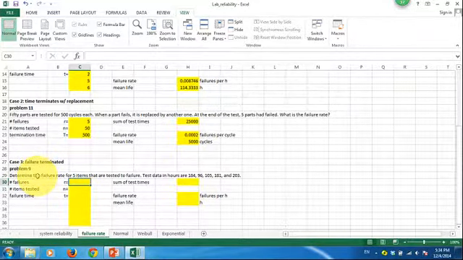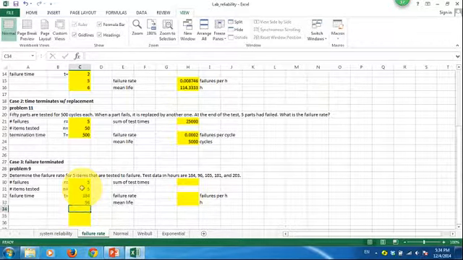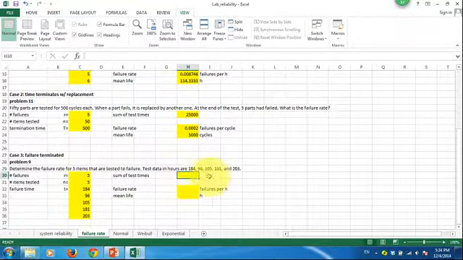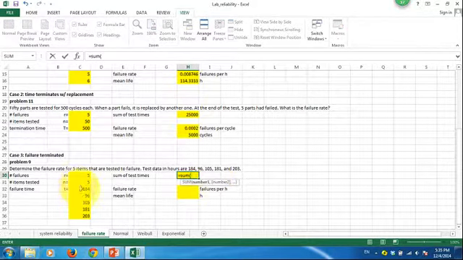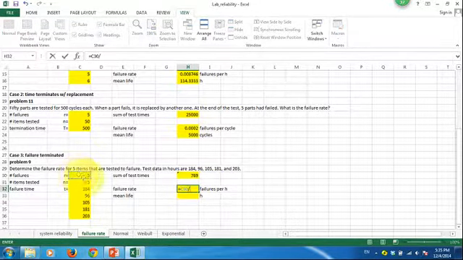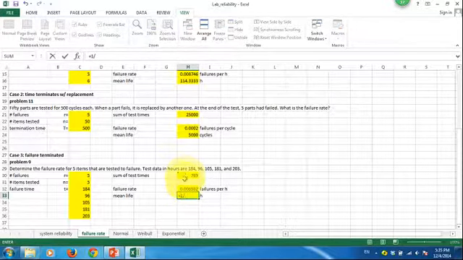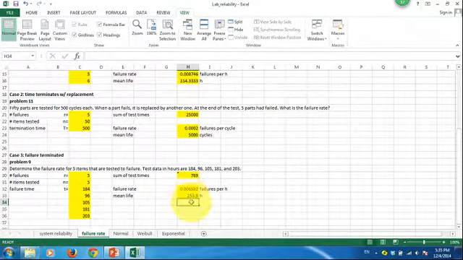Determine the failure rate for 5 items that are tested to failure. The test data in hours are 184, 96, 105, 181, and 203. So the number of failures and the number of items tested are both 5, and then we have 5 failure times: 184, 96, 105, 181, and 203. And therefore the sum of test times is simply the sum of the failure times. And therefore the failure rate is the R divided by the sum of test times, which is 0.006502, and the mean life is 1 over the failure rate, so that is 153.8 hours.